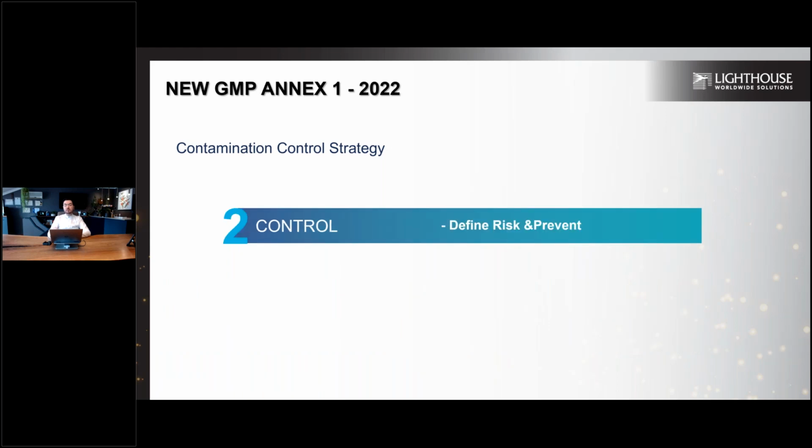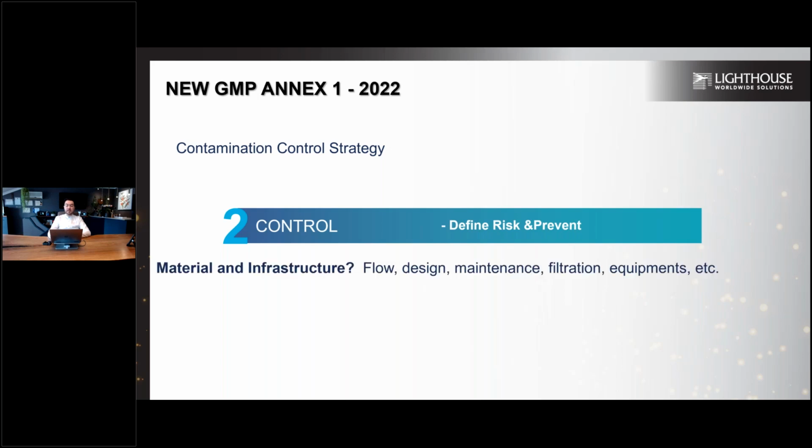Step number two is the control we already defined. We said define risk and prevent it. Materials and infrastructure is number one. You need to know the material flow, design, maintenance, filtration, and equipment. There could be other attributes depending on your application, but in general, all the infrastructure elements have to be defined here based on this brainstorm.